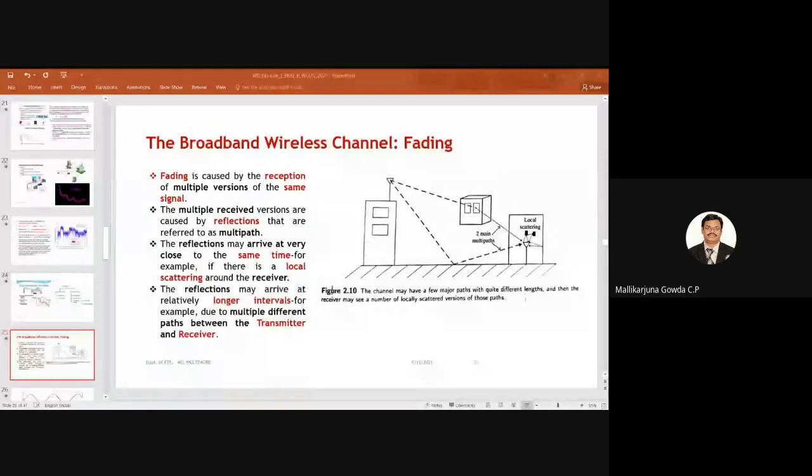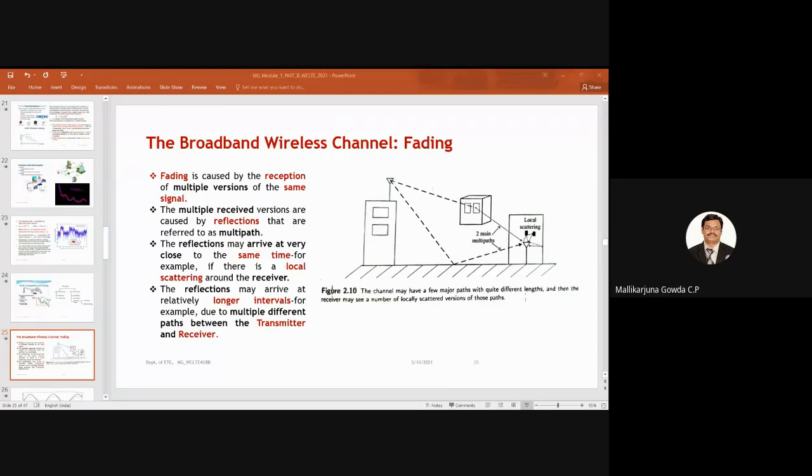So, broadband wireless channel, I have written the heading as fading. So far I discussed two aspects: one is path loss, another is shadowing. Those two come under the category of large scale fading, because path loss happens due to distance and shadowing happens due to the objects between the transmitter and receiver.